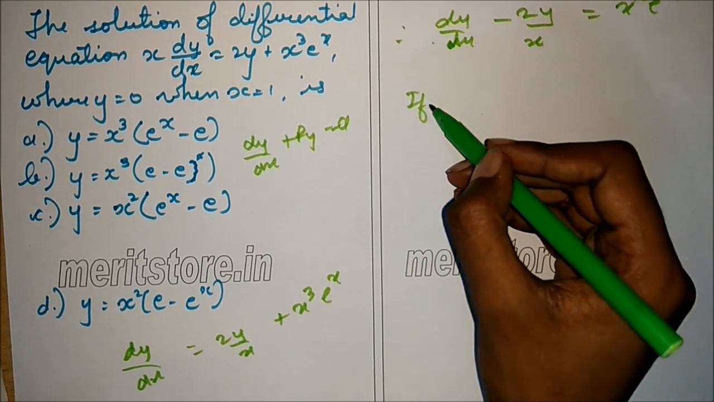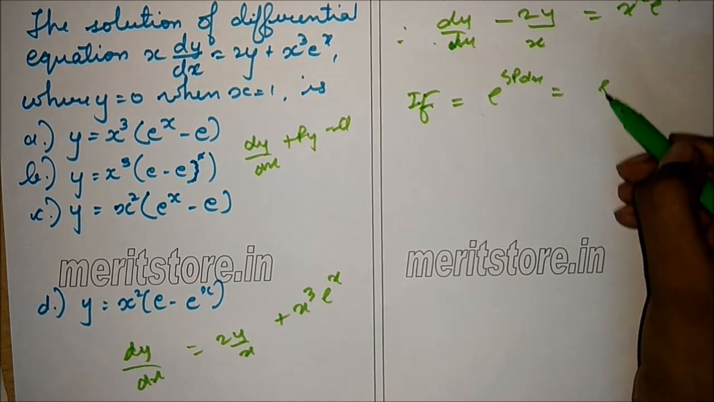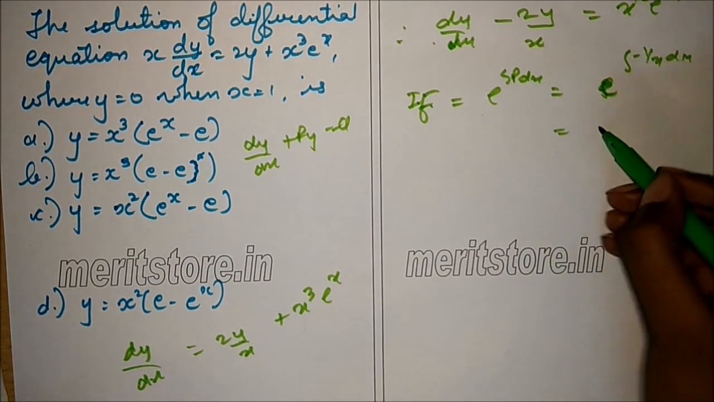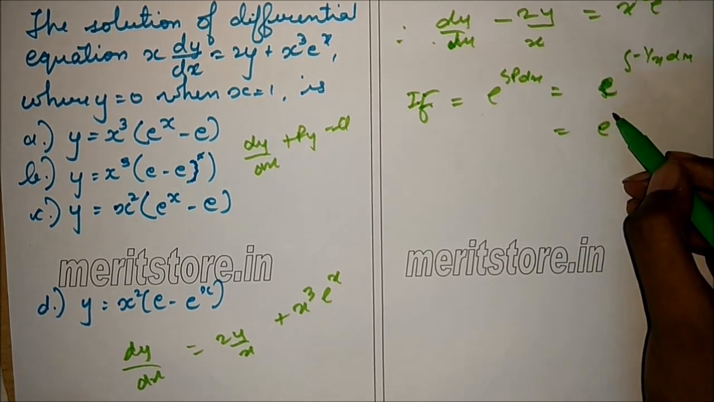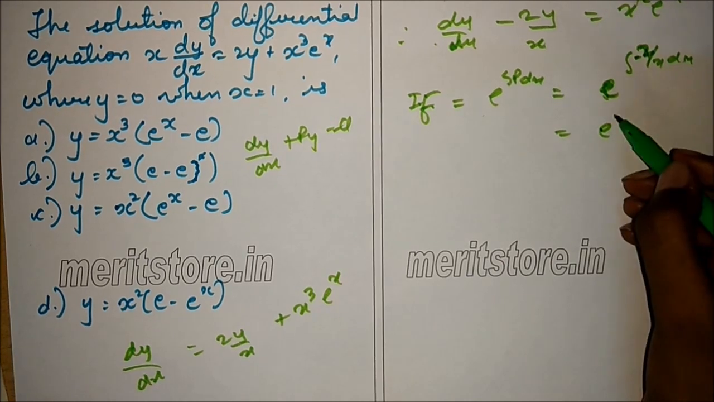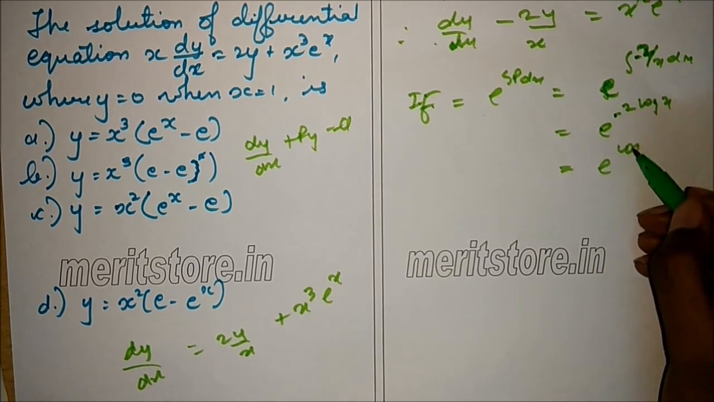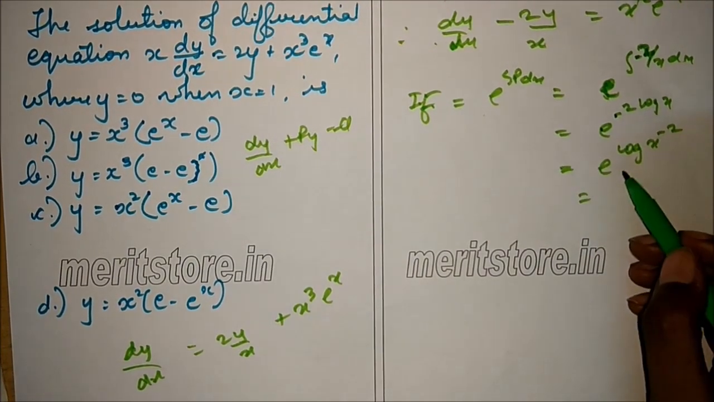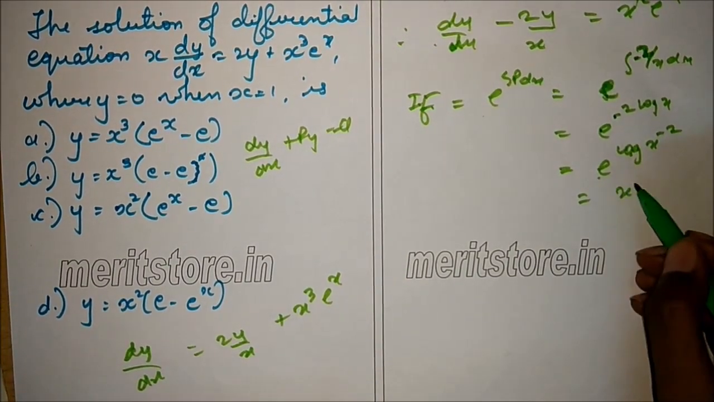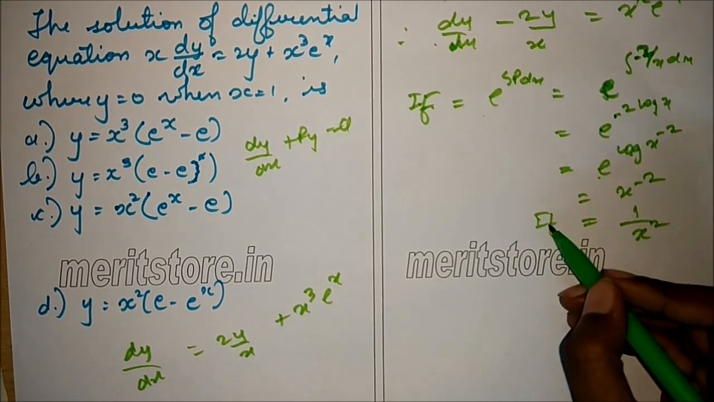So the integrating factor will be e raised to integral p dx, that is e raised to integral minus 2 by x dx, that is equal to e raised to minus 2 log x, that is equal to e raised to log of x raised to minus 2 to the base e, which is equal to x raised to minus 2. This is equal to 1 by x square. And this is the integrating factor.